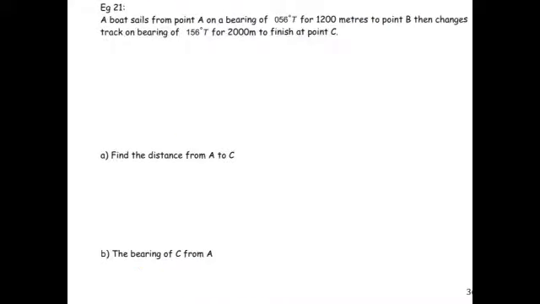This next example is a really common type of question that you might come across in terms of bearings. So we've got a boat sails from point A on a bearing of 56 degrees for 1200 metres to point B, then changes track on a bearing of 156 degrees for 2000 metres to finish at point C. So start off, draw in point A.